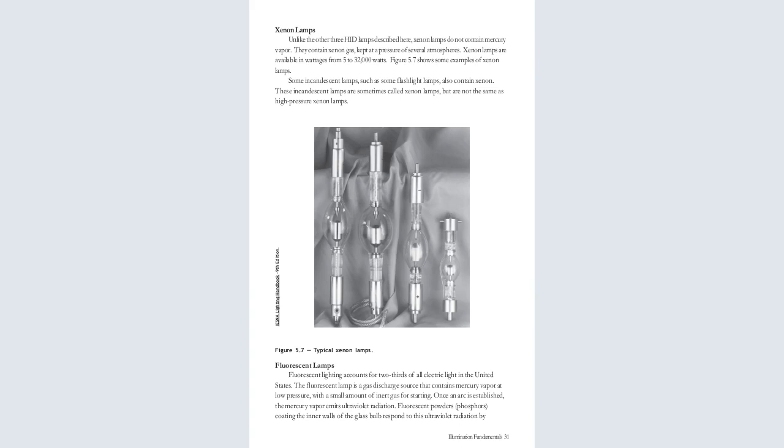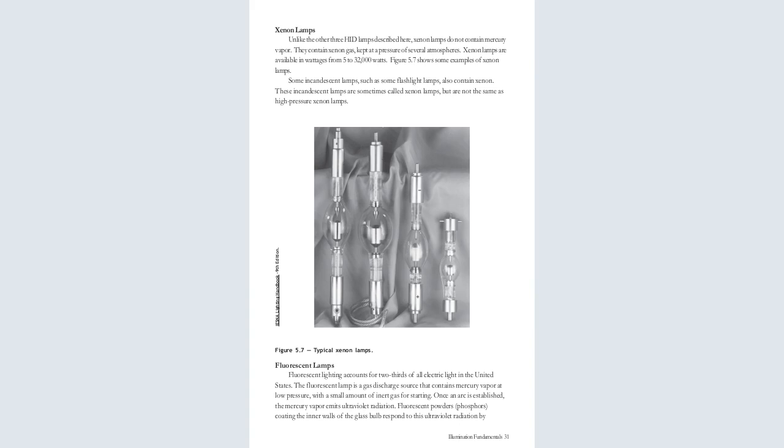Fluorescent lamps. Fluorescent lighting accounts for two thirds of all the electric lighting in the United States and in the world. Fluorescent lamps are everywhere. The fluorescent lamp is a gas discharge source that contains mercury vapor at low pressure, with a small amount of inert gas for starting. Once the arc is established, the mercury vapor emits ultraviolet rays. I repeat again, fluorescent lighting accounts for two thirds of the electric lighting everywhere.